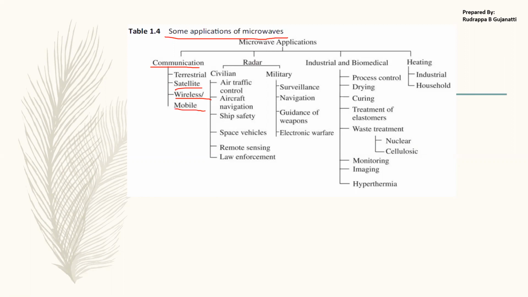Then your wireless or the mobile communication. Then you look out for radar applications. Say you want to identify at what speed a certain vehicle is approaching. In order to estimate that, you can use the concept of Doppler radar and see what is the speed of the vehicle. So you are utilizing microwaves in such cases. You also want air traffic control, navigation systems, space vehicles, and even remote sensing. All these things you can go ahead with using radar applications.